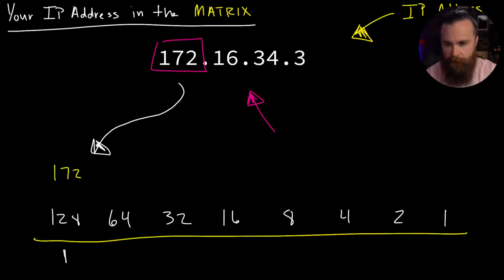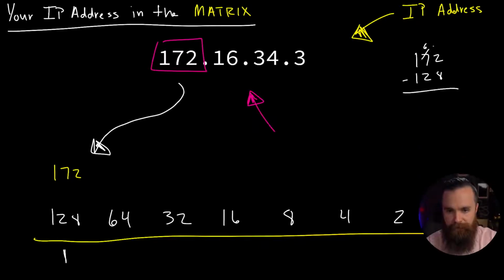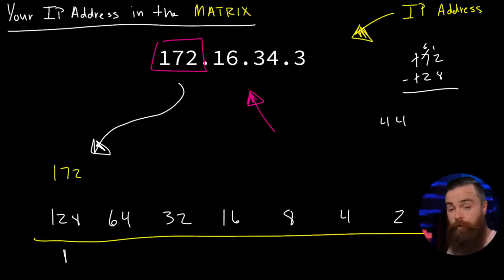Now for a little bit of math, we'll do it up here. 172 minus 128. A little bit of math, 12 minus 8, we got 4. 6 minus 2, we got 4. Cool. So now we have 44 left over. So 172 minus 128 is 44. We have 44 left over.